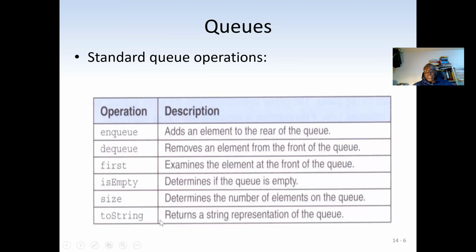And toString, this is Java. Normally, the toString method is automatically called to return a string that will represent, in this case, the queue information or the elements inside.